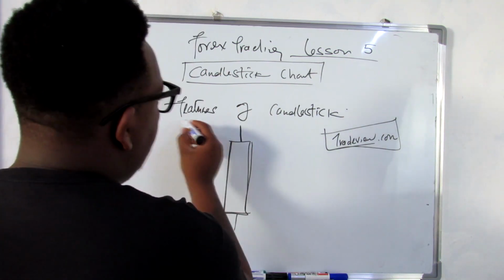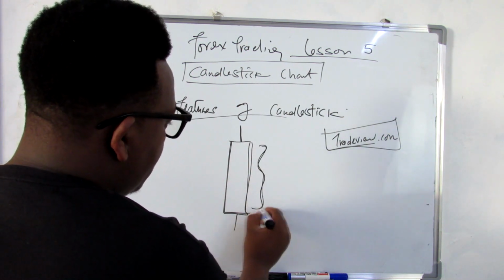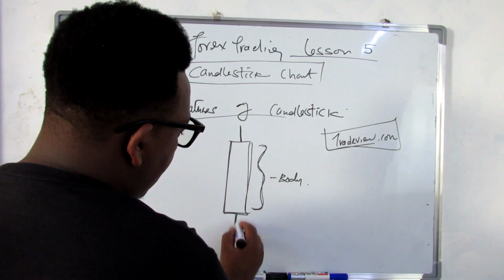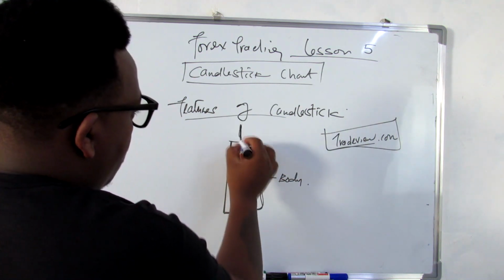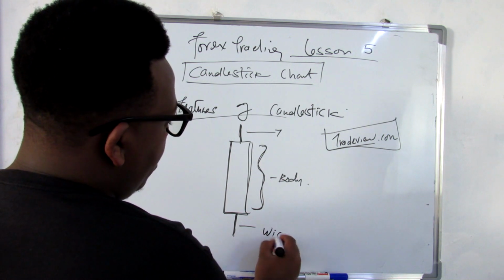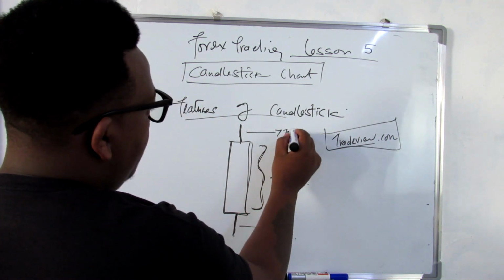So for the features of the candlestick, this part of the candlestick is normally referred to as the body. And then on this side, this one we normally call the wick. So it's important to note that this is the wick.